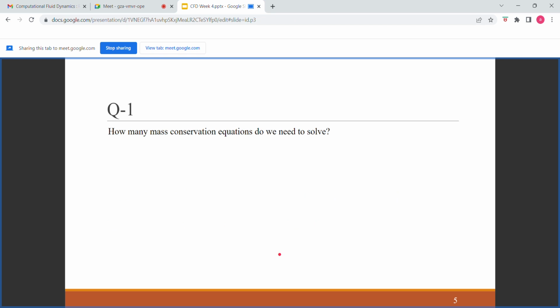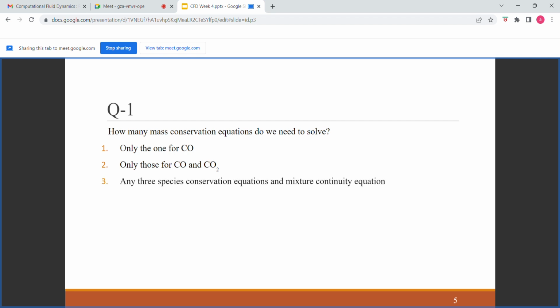So basically it is asked how many mass conservation equations we need to solve in this system, which was given previously. So we'll see what the options are for this question. The first one is only the one for CO, carbon monoxide, the second one is only those for carbon monoxide and carbon dioxide, option 3 is any three species conservation equations and the mixture continuity equation, and the last is none of the above.